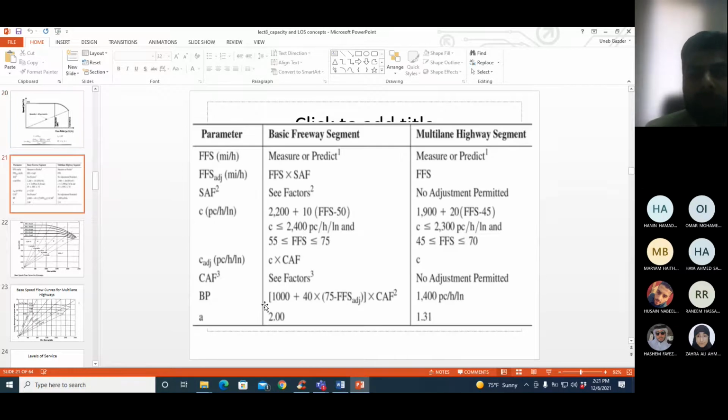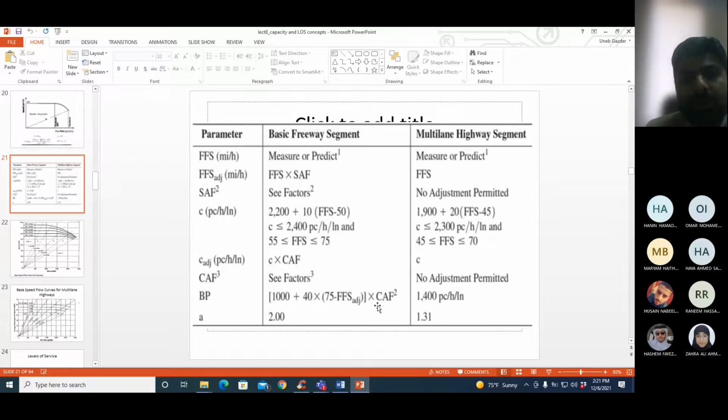Okay. Now, how to calculate BP? This is the equation for calculating BP of a freeway. So you need the free flow speed and you need the capacity adjustment factors. Now, even with the free flow speed, you can see the subscript adjusted. So should we calculate adjustment factors here for speed and capacity? The answer is no. Why? In this example, no extra conditions are given. Remember, adjustment factors are for weather condition, driver population, work zone, and incidents.